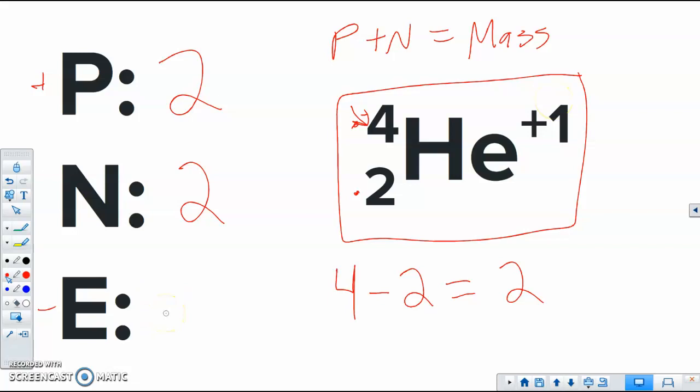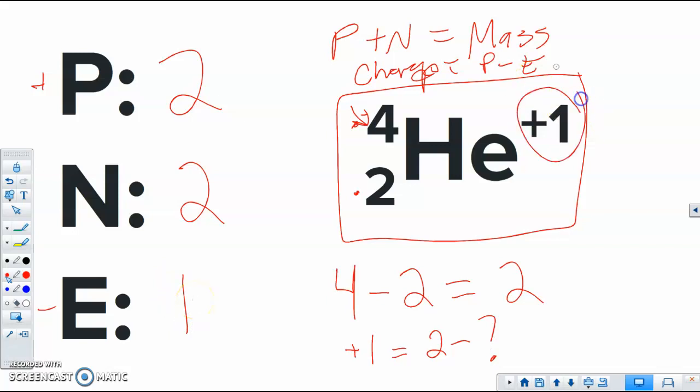Remember, charge equals protons minus electrons. Pardon my terrible handwriting there. And we know that we have 2 protons. We know that the charge is +1. Okay, so +1 equals 2 minus what? Well, that's got to be 1. And that makes sense because if we have 1 less electron than proton, we would have a charge of +1.